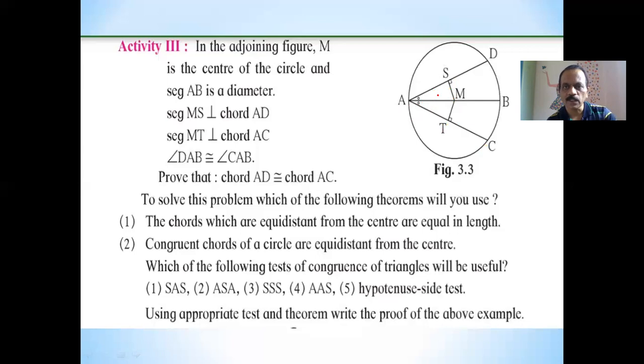Right? Another point is that segment AS is congruent to segment AT. But we know that a perpendicular from the center of a circle to a chord bisects the chord. Here we draw it. Then AS is congruent to AT, and twice AS is equal to AD. And twice AT is equal to AC. So segment AD is congruent to AC. We also prove this, and this is activity number 3.